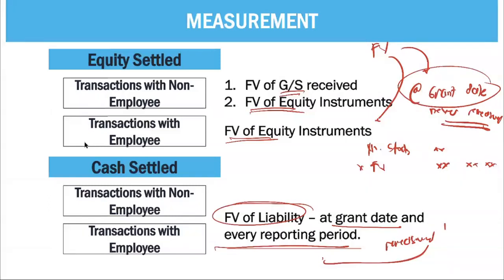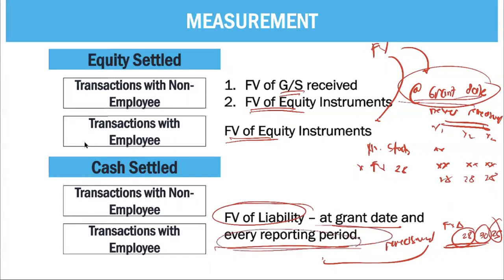In your cash settled, the fair value changes. So every year, let's say year one, year two, year three, every year there is this fair value change. So let's say 28, 30, 25. Ganun yung pag-measure natin. Dito, kung at grant date it is 28, laging 28 yan, kahit pa magbabago yung fair value at the end. Because for equity settled, we will only measure it at grant date. For cash settled, we measure it at grant date and remeasure it every reporting period.